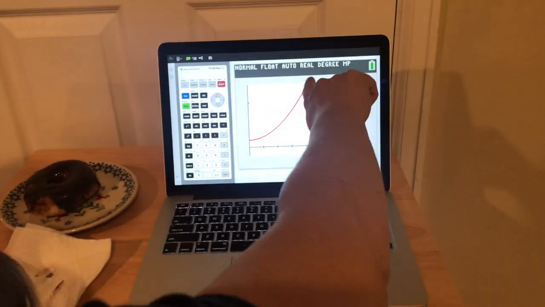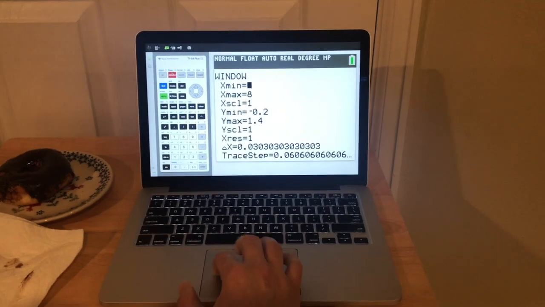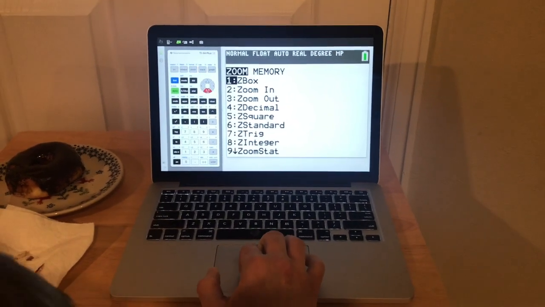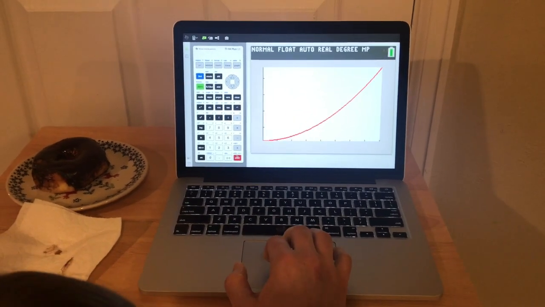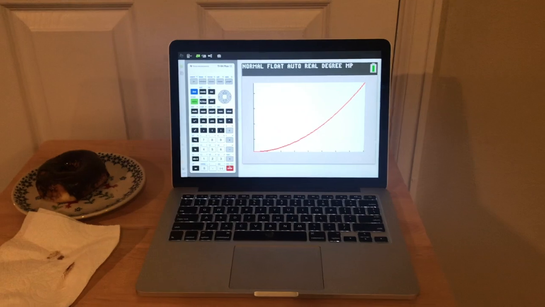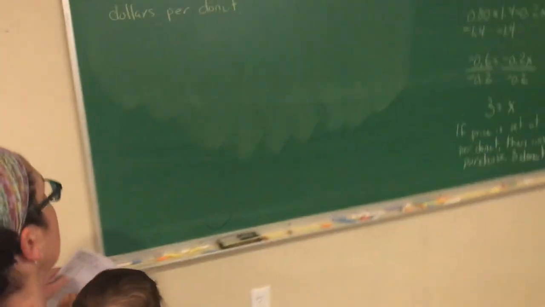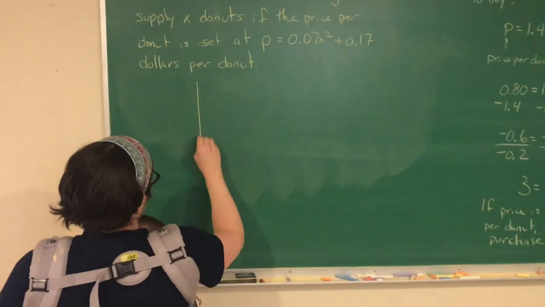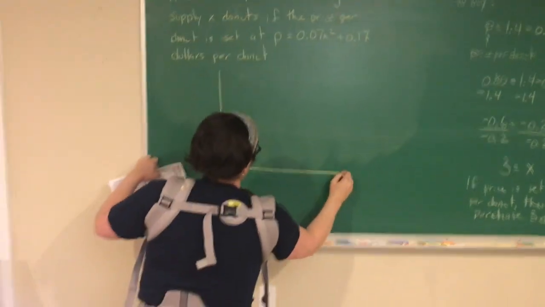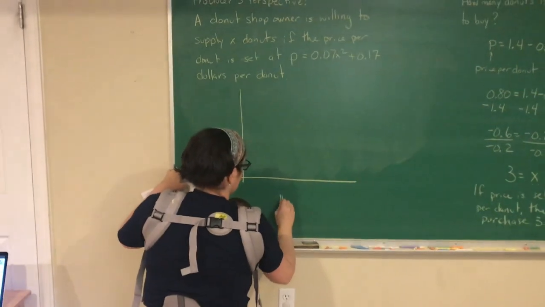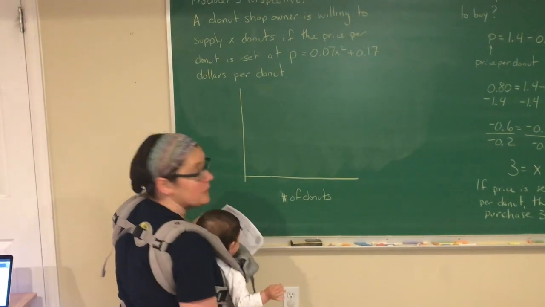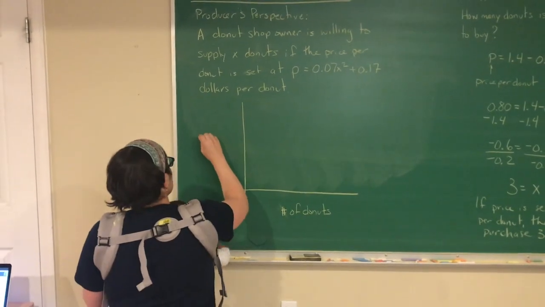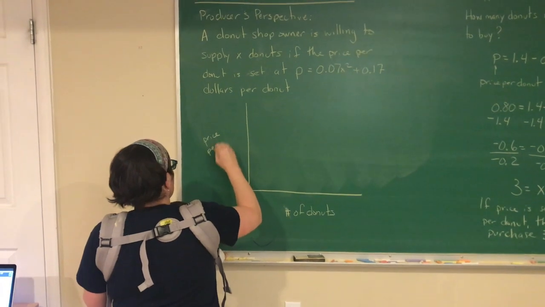And let's see what happens when we graph. Okay, so we have our function. If we want to, we can change our zoom so that we have a zoom fit for this particular function. Cool. So here is our producer supply curve. We're going to draw this up on the board. All right, so when I draw this, my x-axis is representing number of donuts, or in general, number of units, and our y-axis represents the price per donut.